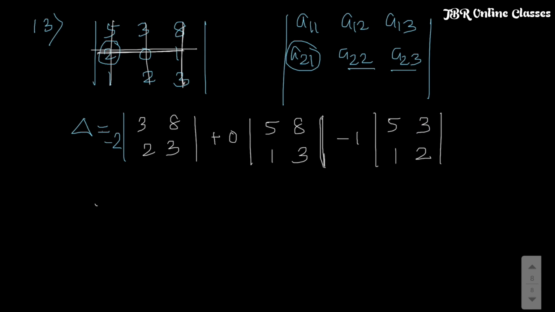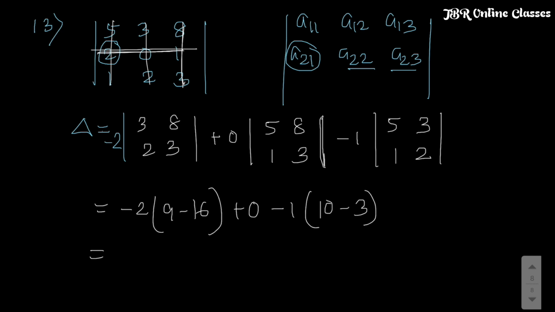Good. So now here minus 2, and this one 9 minus 16 is equal to minus 7, here minus 1, 10 minus 3, that is equal to 7, so minus 7 and 7, and last one will be minus 7, so that is equal to 14 minus 7, so 7 is your answer.